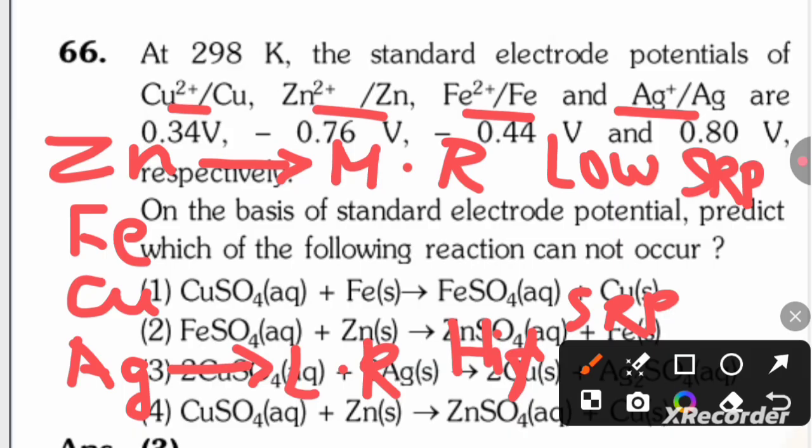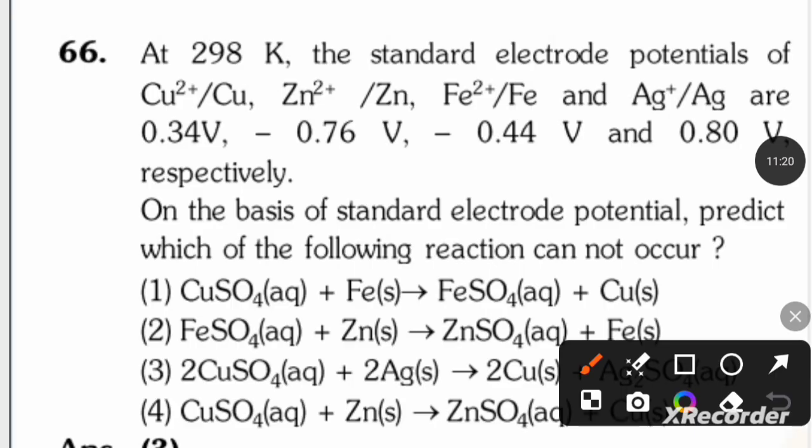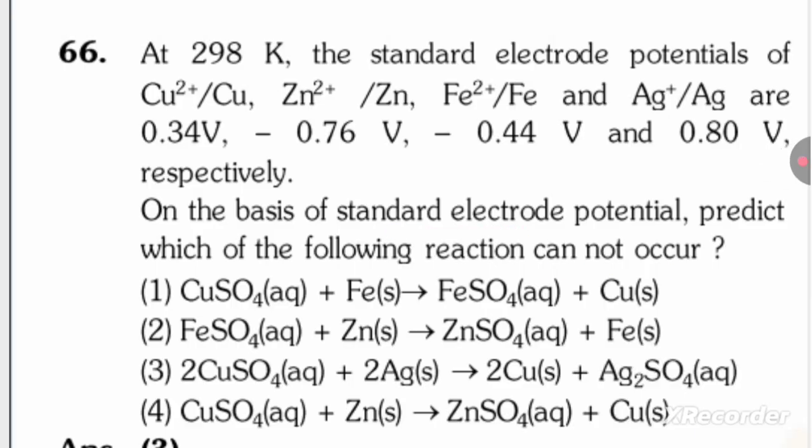Based on this we can conclude that a metal at a higher position can displace metals of lower position in their salt solution. So in the question, on the basis of standard electrode potential, we need to predict which of the following reactions cannot occur among the 4 reactions.